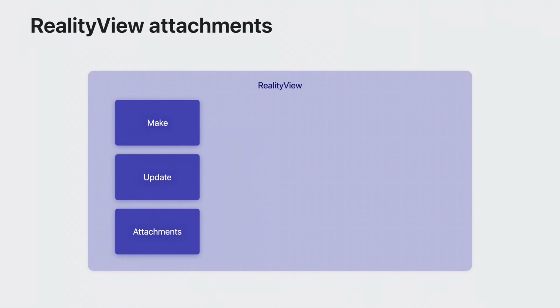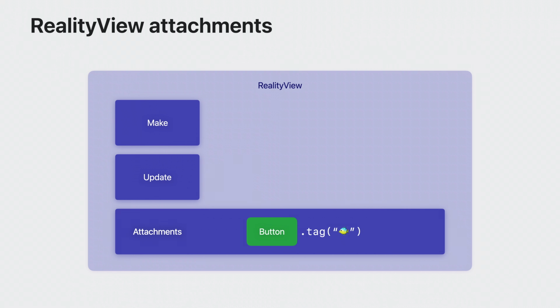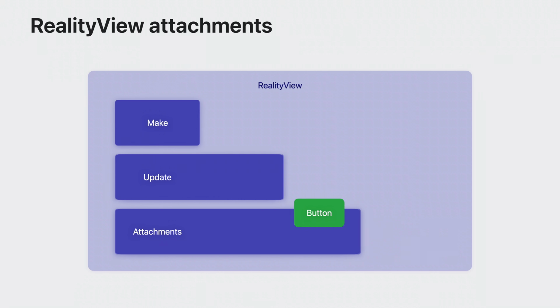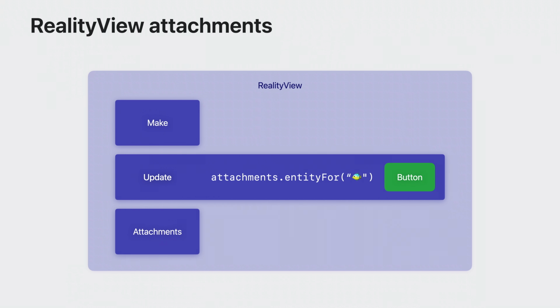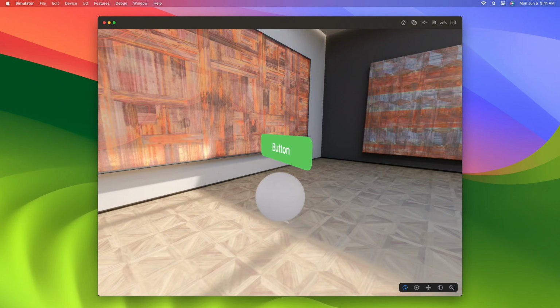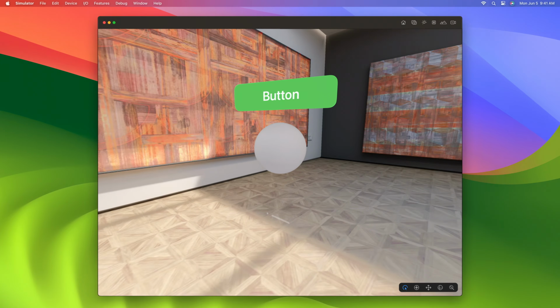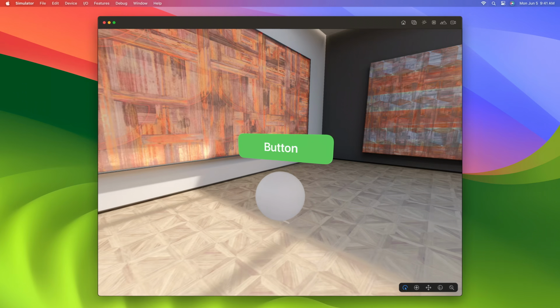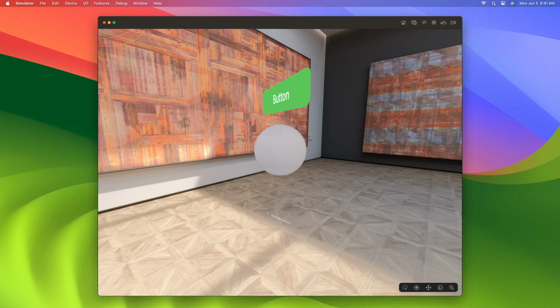The third is the Attachments View Builder. This is where you can make SwiftUI views to put into your RealityKit scene. Your SwiftUI views start out in the Attachments View Builder. Then they are delivered to you in the update closure in the attachments parameter. Here, you ask the attachments parameter if it has an entity for you using the same tag you gave to your button in the attachments view builder. If there is one, it vends you a RealityKit entity. In your update closure, you set its 3D position and add it to your RealityKit scene so you can see it floating in space wherever you want.